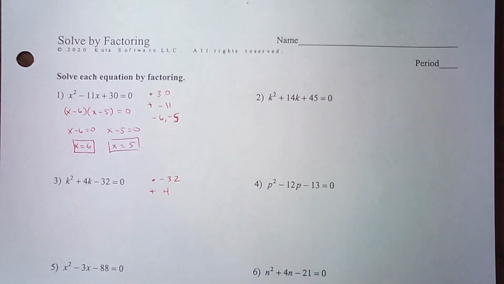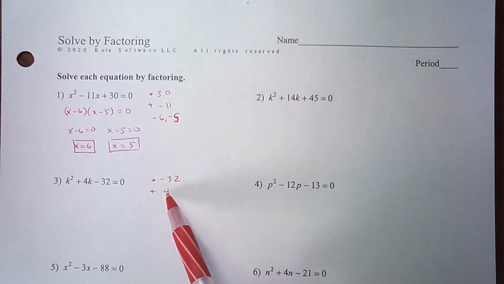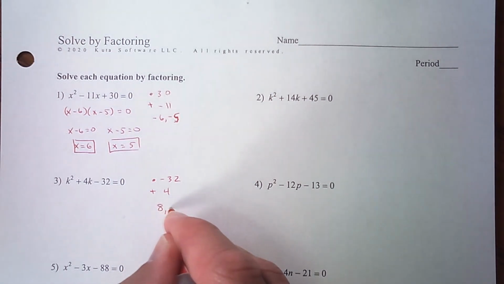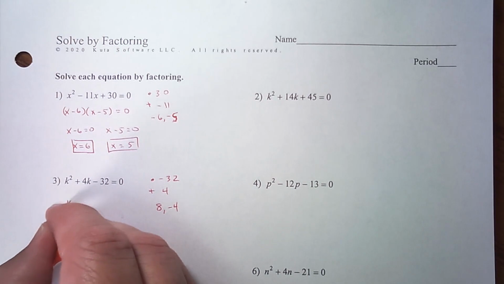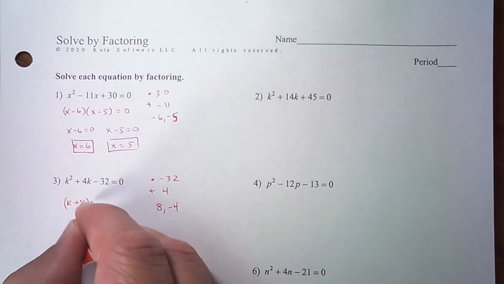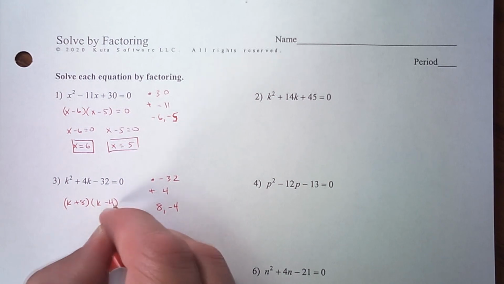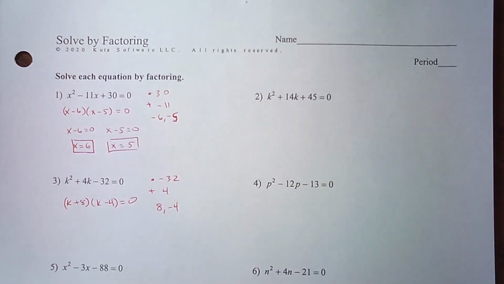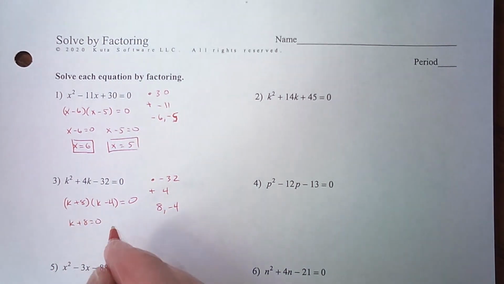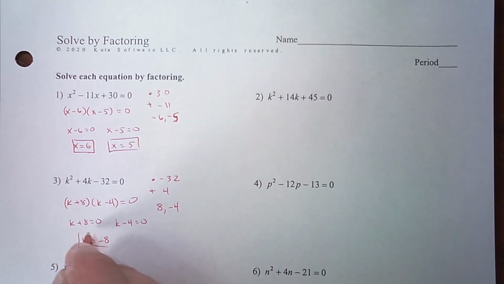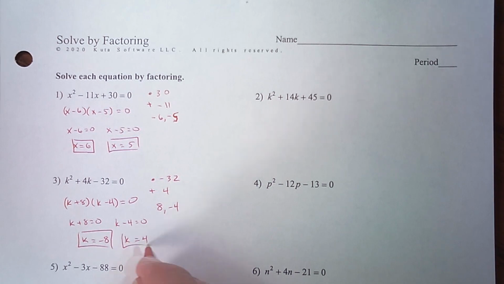Okay, so to multiply to negative 32 and add to 4, the numbers I need are 8 and negative 4. 8 times negative 4 is negative 32. 8 plus negative 4 is 4. So my factored form is k plus 8 times k minus 4 equals 0. Okay, now I'm going to set each factor equal to 0. K plus 8 equals 0 and k minus 4 equals 0. When I get k by itself, I get k is negative 8, and I get k is 4.